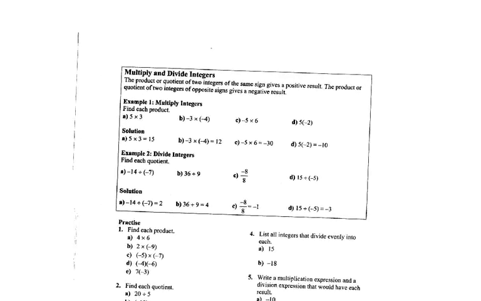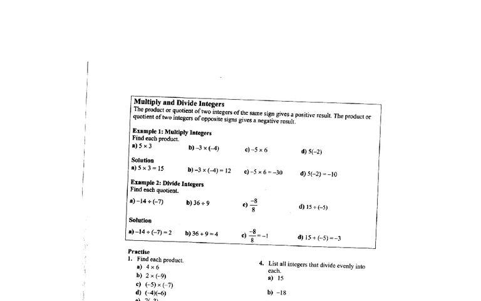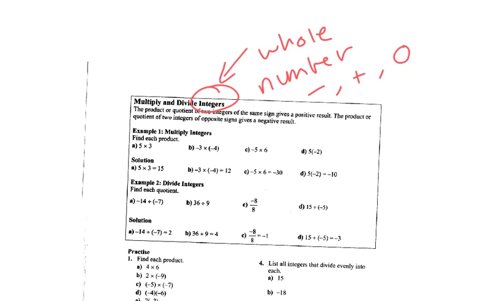Today, we'll be learning how to multiply and divide integers. If you remember from our last lesson, an integer basically is a whole number which can be negative, positive, or zero. First off, let's go over some ground rules for multiplying and dividing integers.